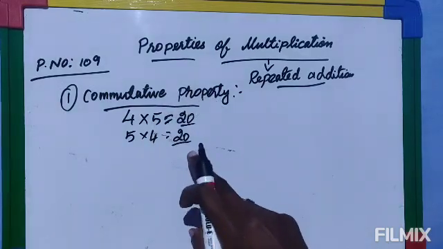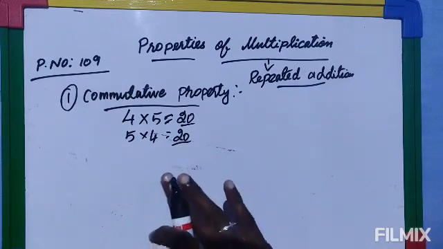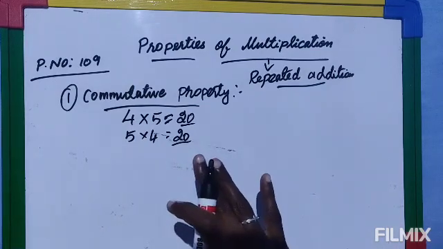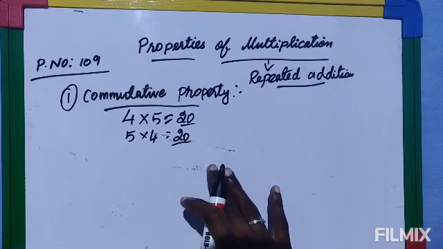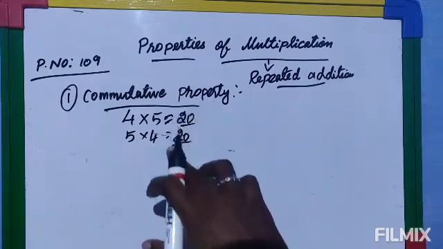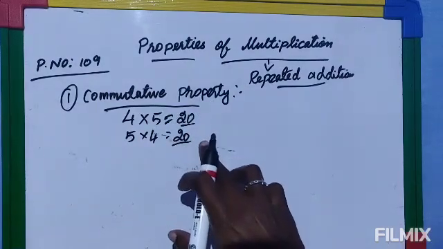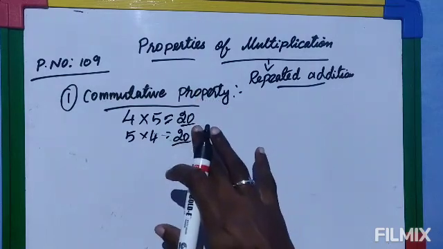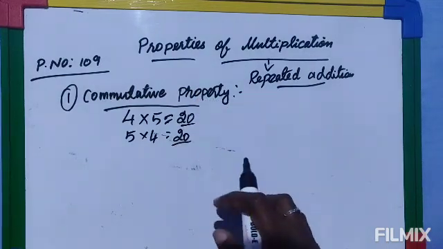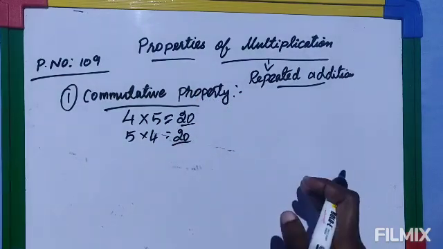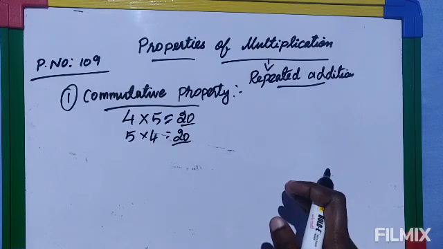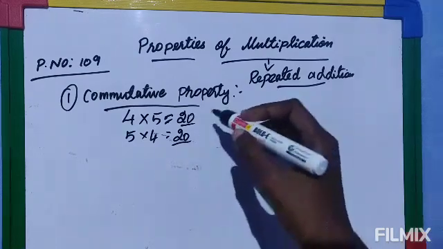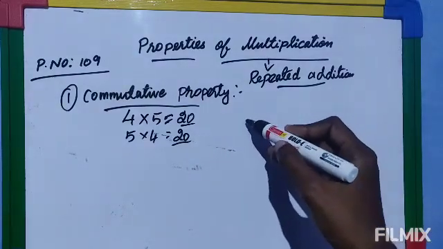So commutative property means if you change the order of the multiplicands, the product doesn't change. Product means the answer you are getting. In addition, the answer is called the sum, and here it is called the product. So it may be asked in fill in the blanks, and last time I asked what property is used in this. Like that way also I can ask.